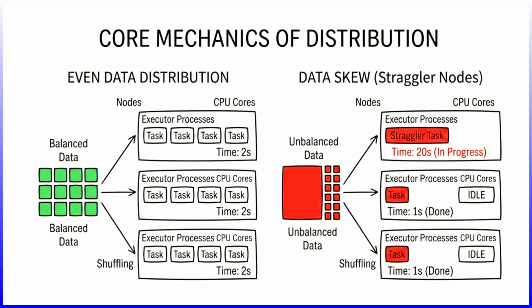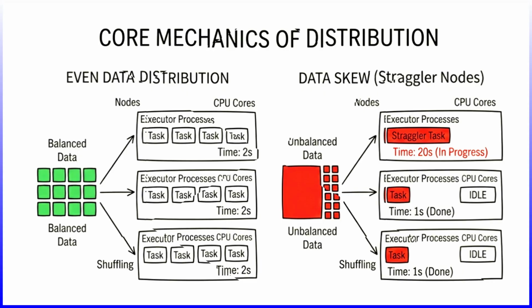But now look at the right side. This is every Spark developer's nightmare. This is data skew. Imagine giving two assistants one book each, but giving the third assistant 10,000 books. The first two assistants finish instantly and sit around drinking coffee, while the third one, the straggler, struggles for 20 seconds. In Spark, your entire job is only as fast as your slowest partition. If one node is overwhelmed, your whole cluster is stuck waiting. Balancing your partitions is the difference between a job that takes minutes and one that takes hours.